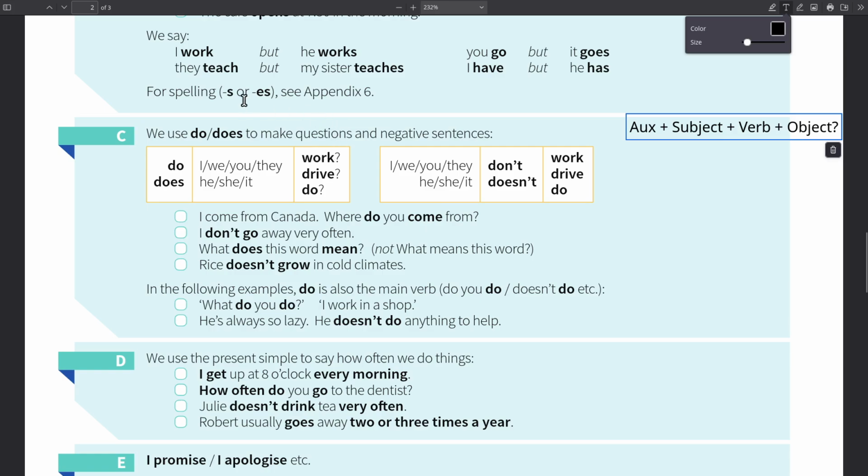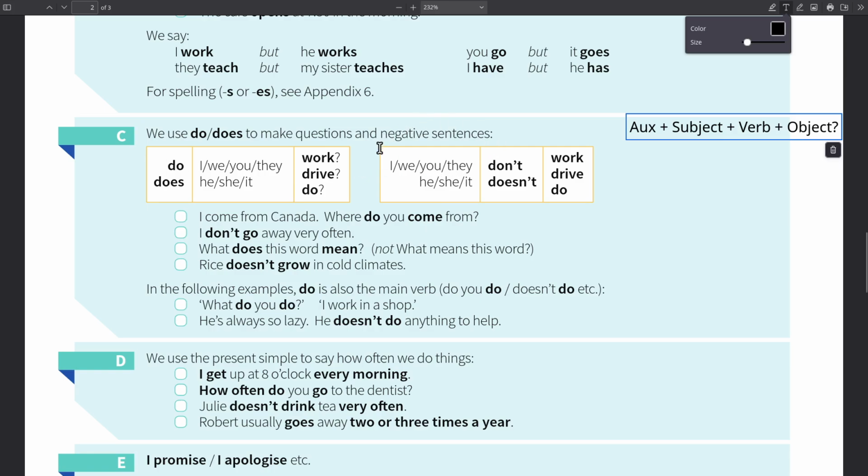Okay, and it's exactly the same when we're talking about the third person. The only thing we change is the auxiliary. Instead of using do, we use does. In this case, does he drive? Does he do? Does he work? Or does she work? Does she drive? Does she do? And so on, right? We can play with all of these verbs, or with all of these subjects.